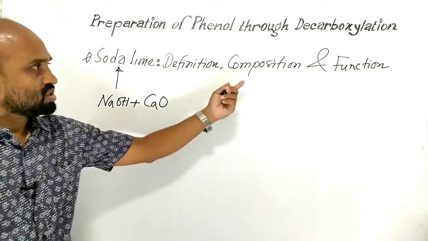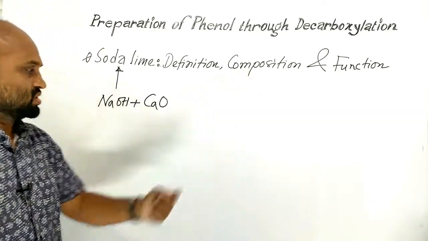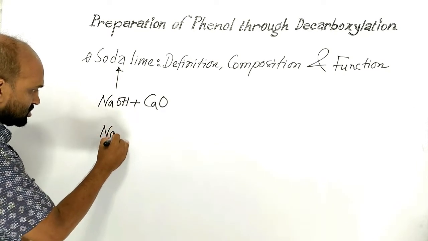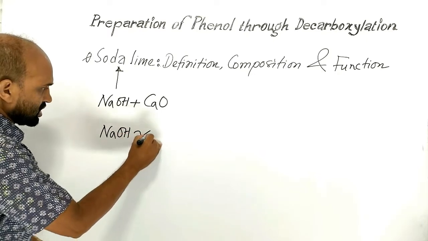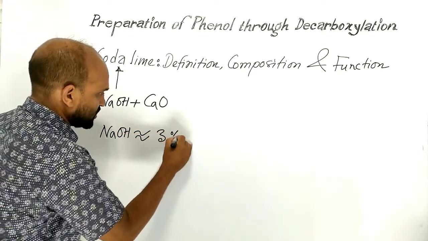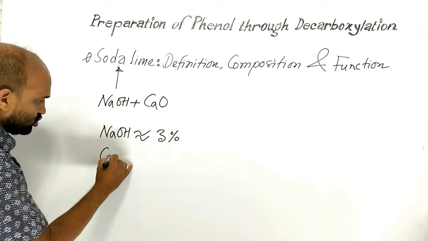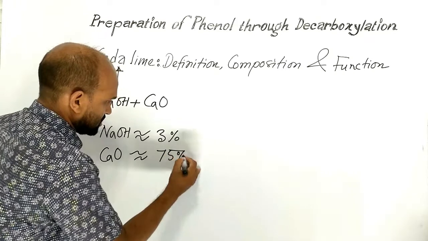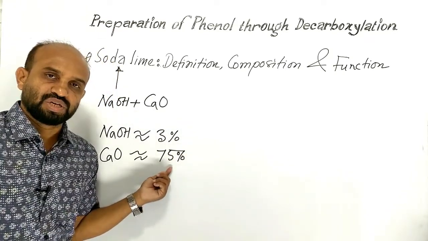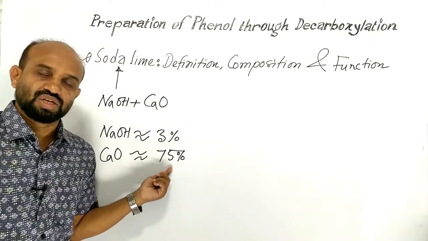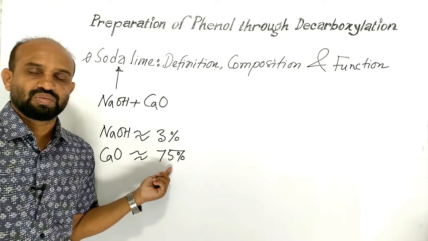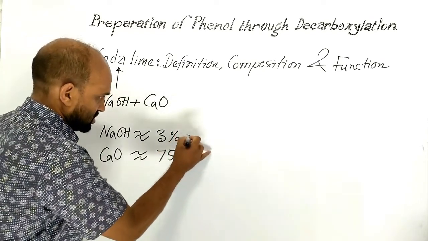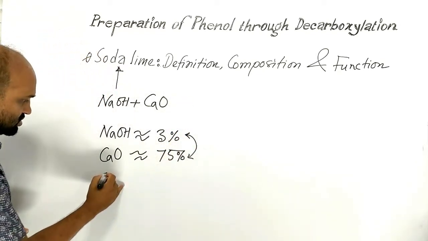Now let's see the composition of soda lime. Soda lime contains sodium hydroxide, only around 3%. Quicklime is around 75%. This is a big difference. Caustic soda is only 3%, but quicklime is 75%. What is the reason behind this? We will try to learn.